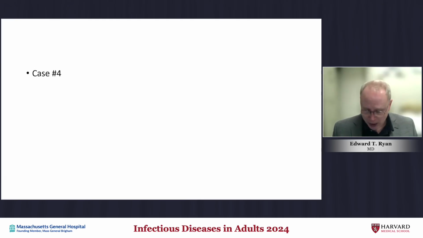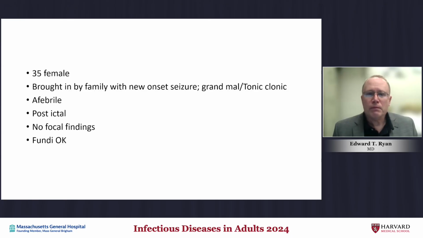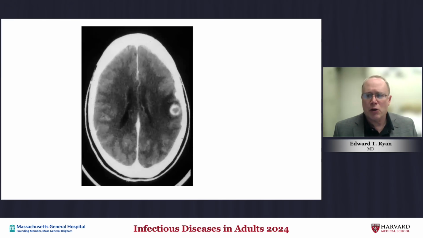All right, two more cases. We'll go to case 3. This is a 35-year-old female who's brought in by her family after a new onset seizure in the house, which looks to be a grand mal or tonic-clonic seizure. She's brought into the emergency room. She's afebrile. She's postictal, but there are no focal findings. As she wakes up, you find no focal findings. Her fundoscopic exam is okay, so you don't think there's a very high intracranial pressure.